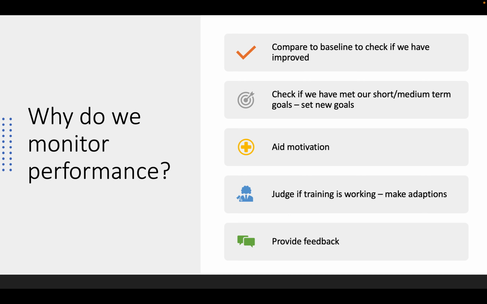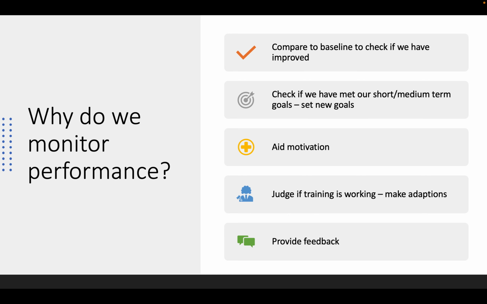Well, it allows us to compare back to the baseline to see if we've improved. It also allows us to check and see if we have met our short-term and medium-term targets on the way to trying to meet our long-term target. So for example, if our long-term target was to improve our smash in badminton, we would be setting a variety of short-term and medium-term goals that are going to help us to get towards that long-term target. And if we've met the short and medium-term targets, then we're going to look to increase the difficulty of those and set some new goals so that we're continuously challenging ourselves to progress.